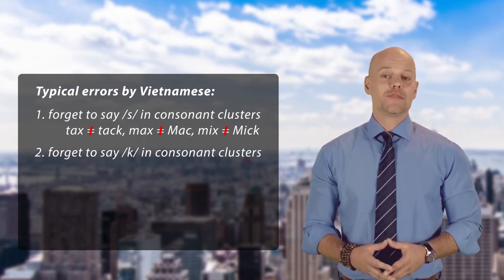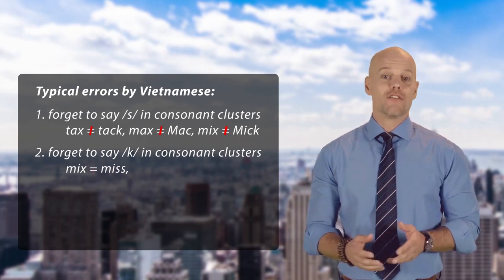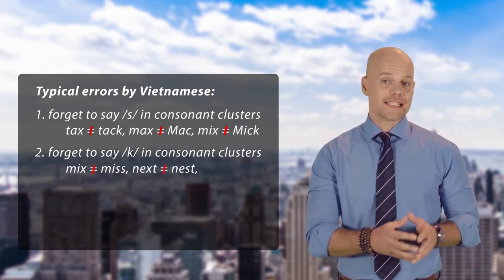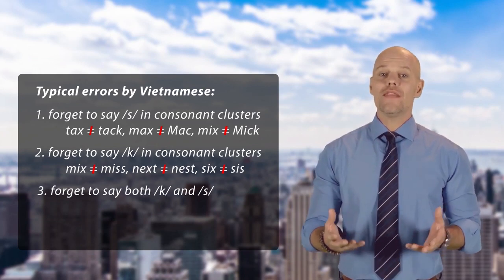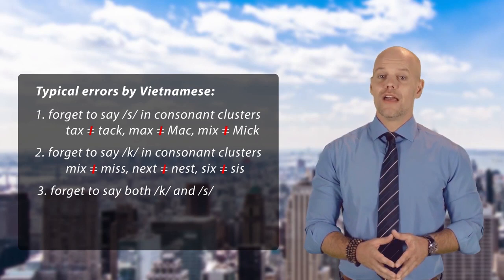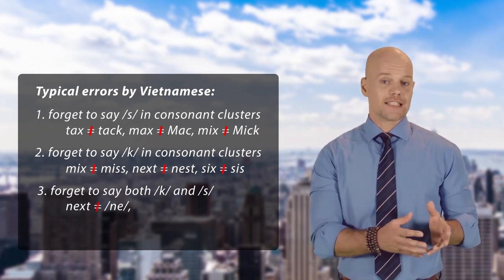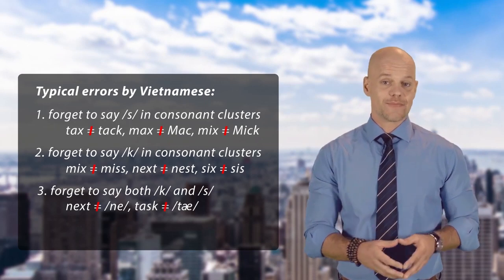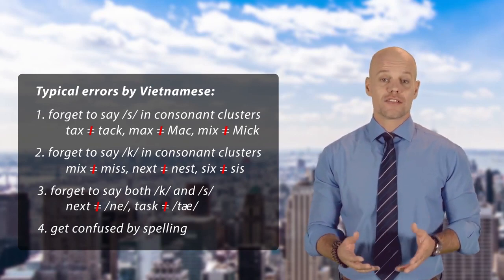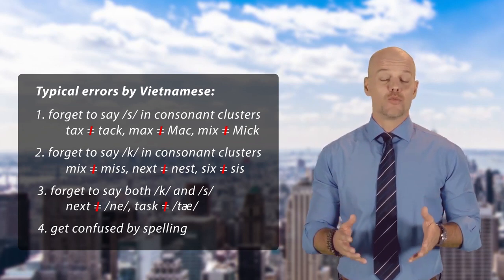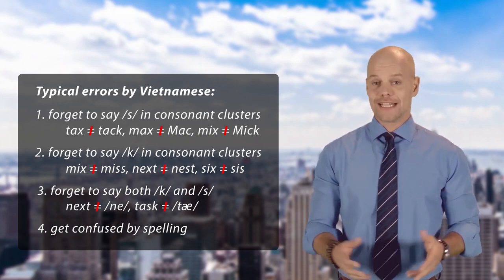Second, sometimes Vietnamese people forget to say the k sound in these consonant clusters. So they will say miss instead of mix, nest instead of next, or sis instead of six. The third problem is that when the consonant cluster falls at the end of a word, Vietnamese people often skip the entire cluster. So they will say ne instead of next, and ta instead of task. The fourth problem is that very often the different ways of spelling these consonant clusters, especially the spelling combinations with the letter X, cause difficulties. So Vietnamese people don't know how to say these words correctly.